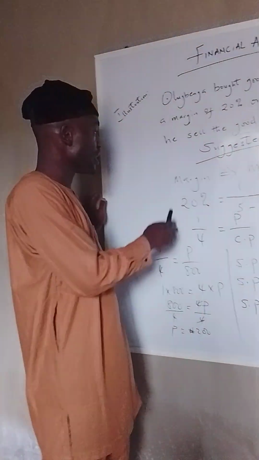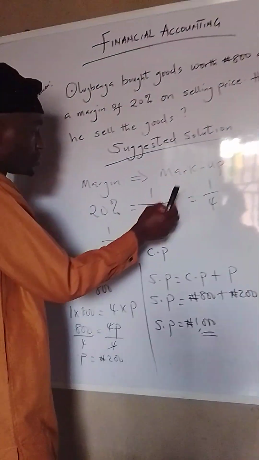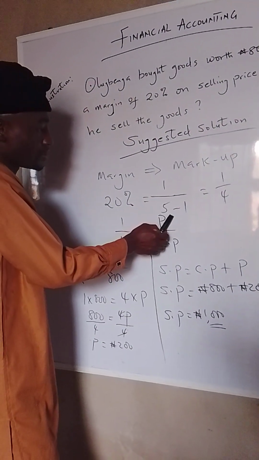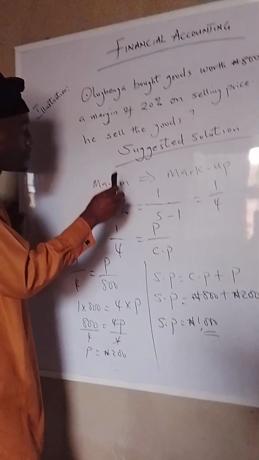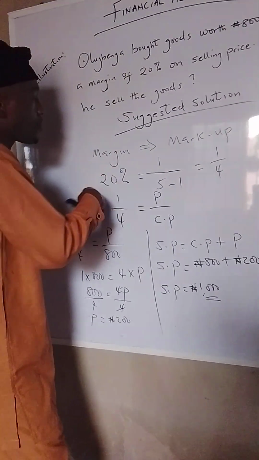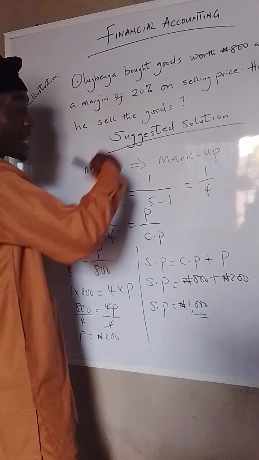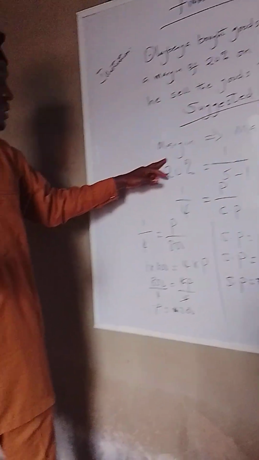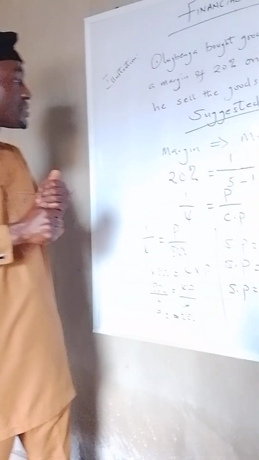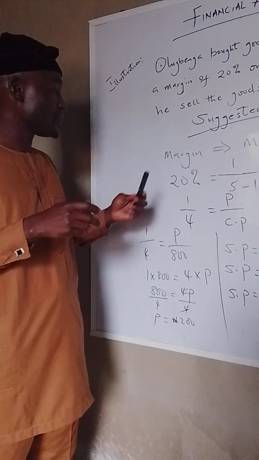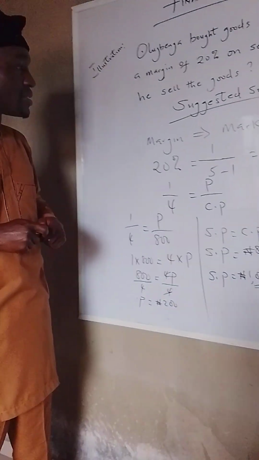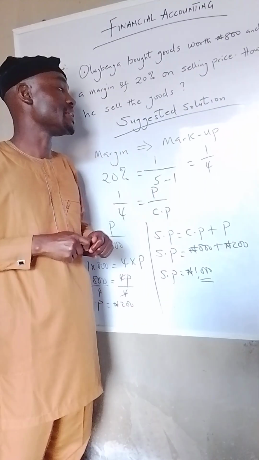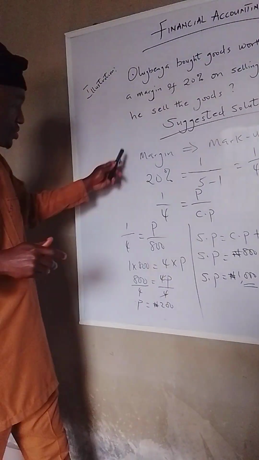And I've told you that when you are changing from margin to markup, you will subtract the numerator from the denominator, which is what we are doing here. But if you are converting from markup to margin, that means you have to add. And I've told you the meaning of margin, that margin is a relationship between the selling price and the profits, while markup is the relationship between the cost price and the profits. And this is what we have just done.